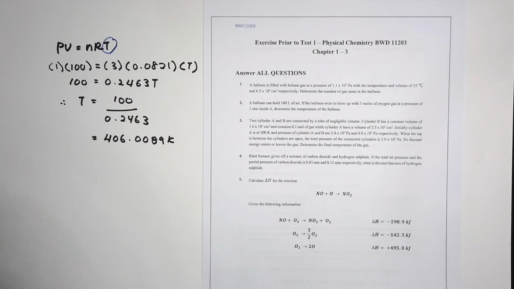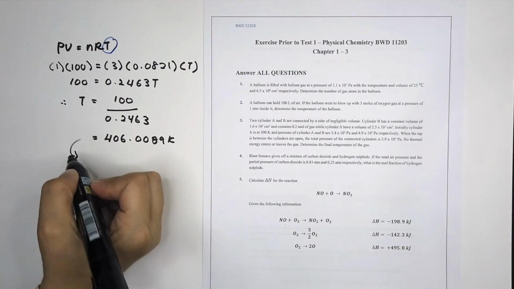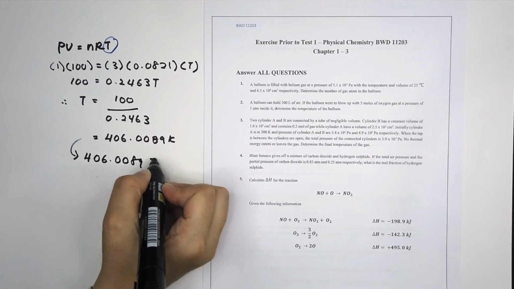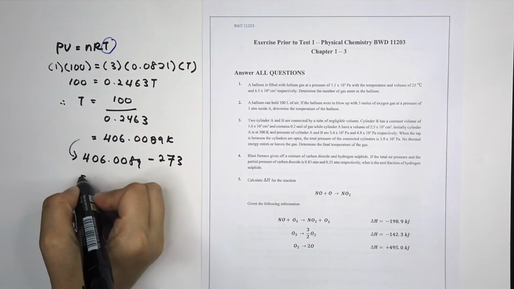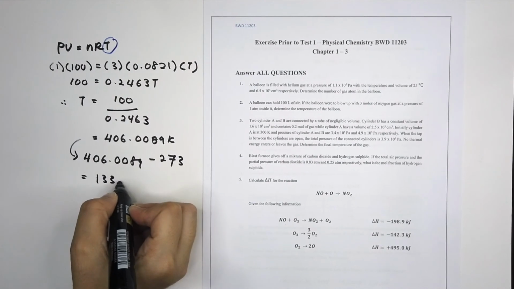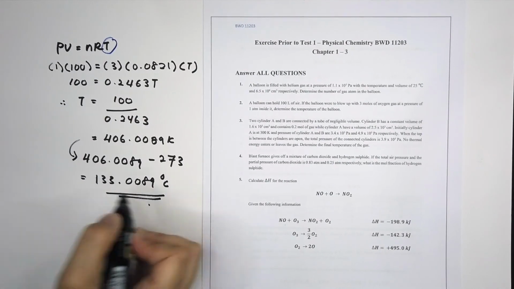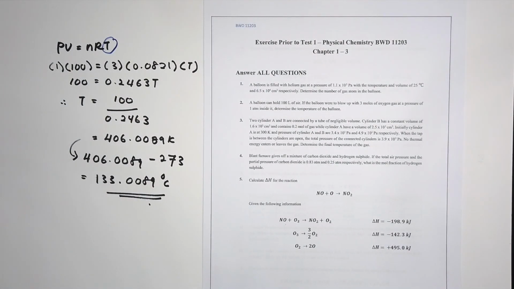But if you look back at the question, it didn't state what unit the temperature should be in. Just in case the marks in the test question or the final exam question are more than what you expect, it means you were asked to convert it back to degrees Celsius. For that, you just need to do 406.0089 minus 273. So you should get 133.0089 degrees Celsius. Yeah, that's the way you should answer question number 2.